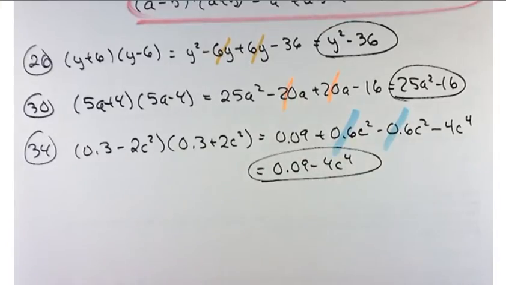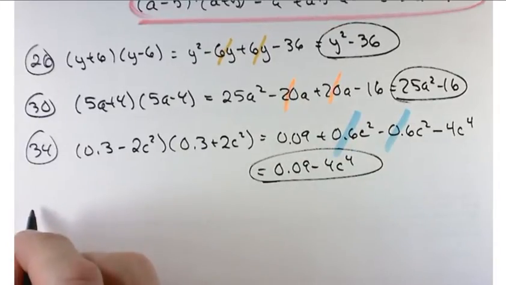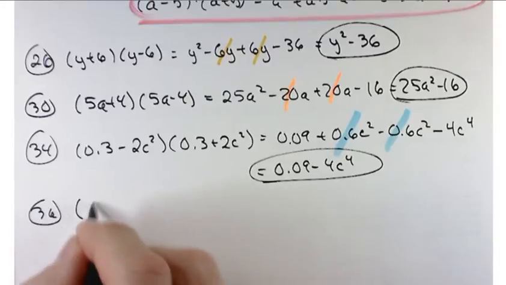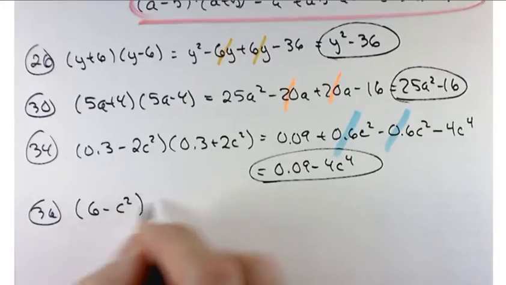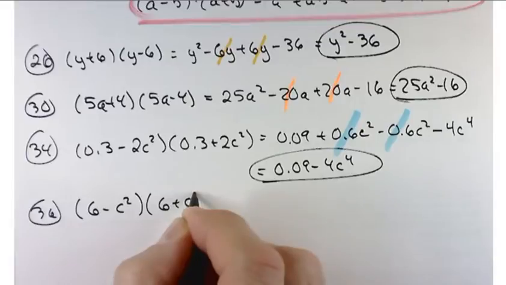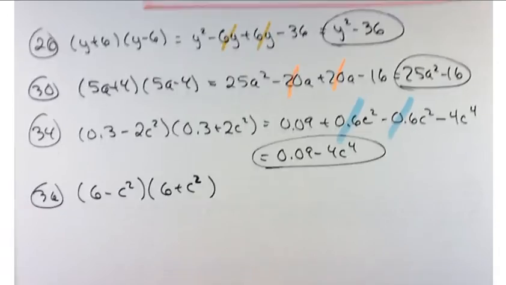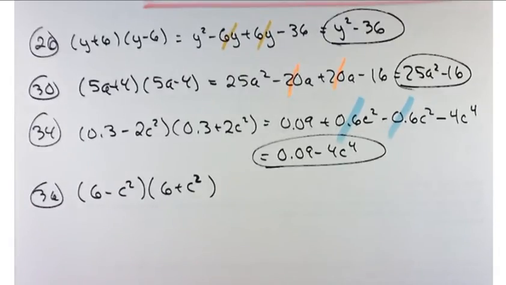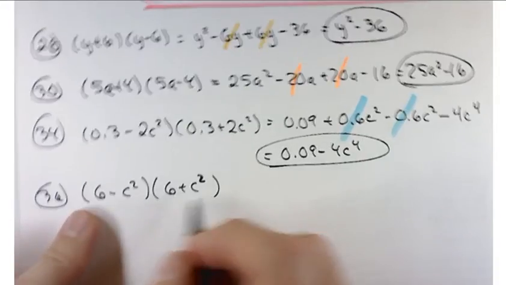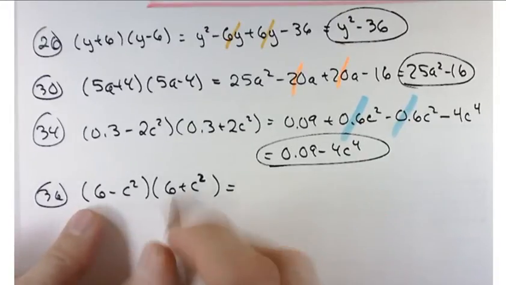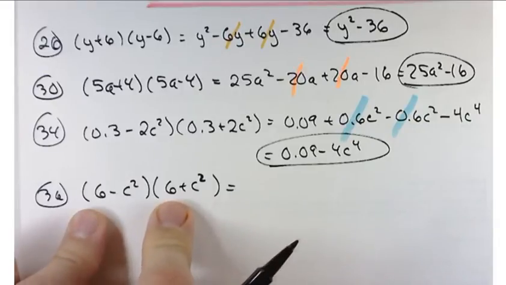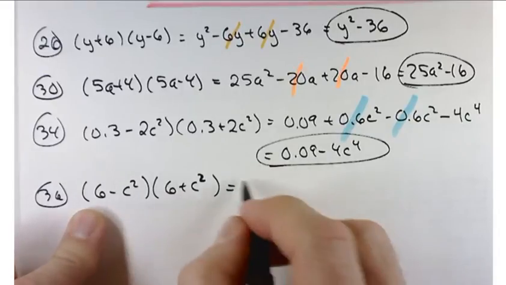One last one like this, problem number 36. 6 minus c squared, 6 plus c squared. Thanks again, Ted. Nick, your turn. First terms. Good.